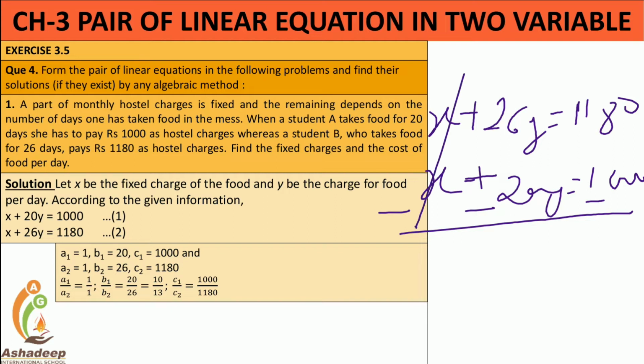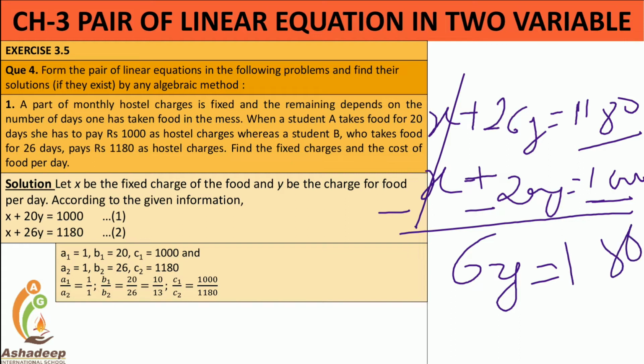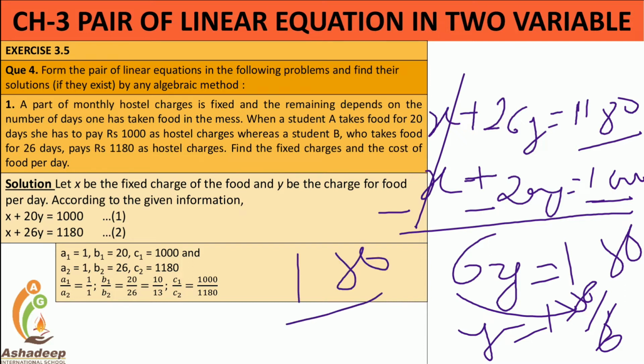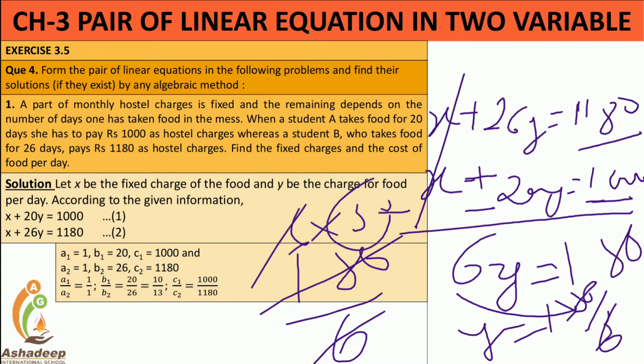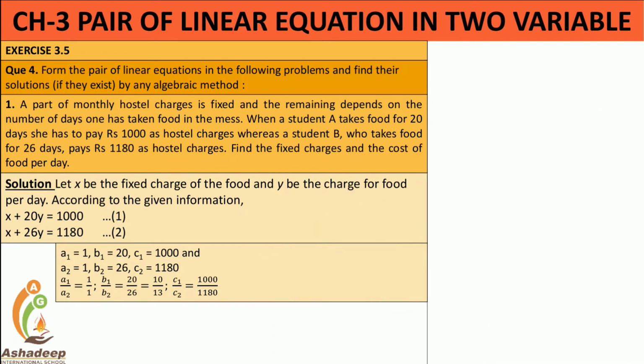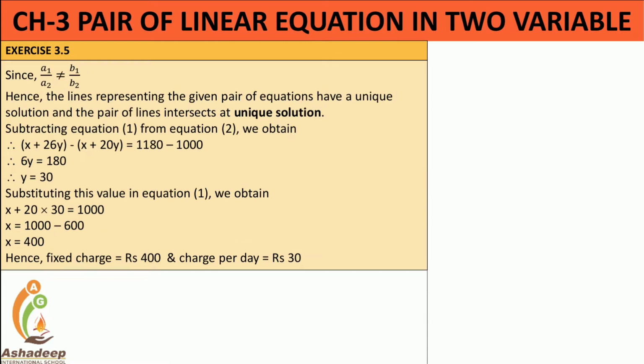Now 26 minus 20 is 6Y, is equal to 1180 minus 1000, which is 180. Therefore Y is equal to 180 divided by 6. The 6 from the numerator goes into the denominator, so it is 180 divided by 6. Six 30s are 180, so the answer is 30. Y is equal to 30.